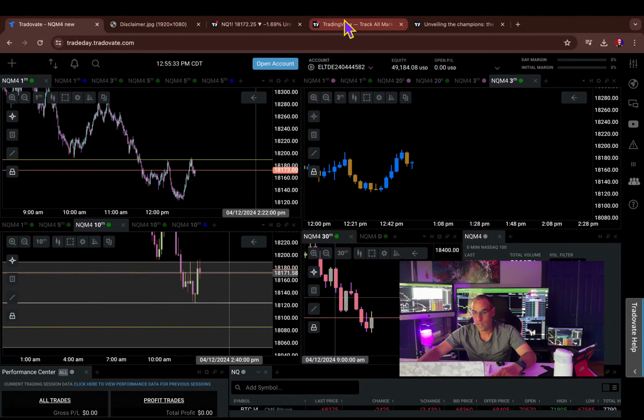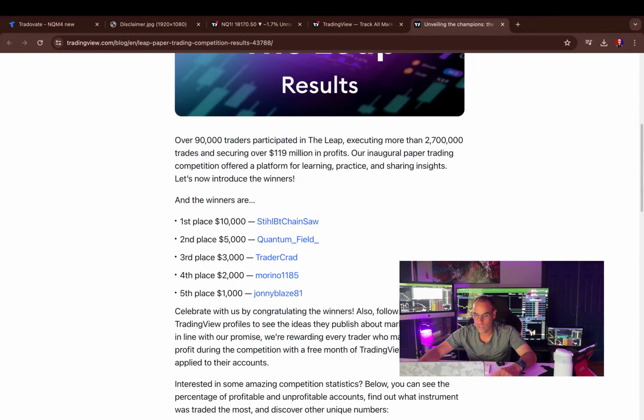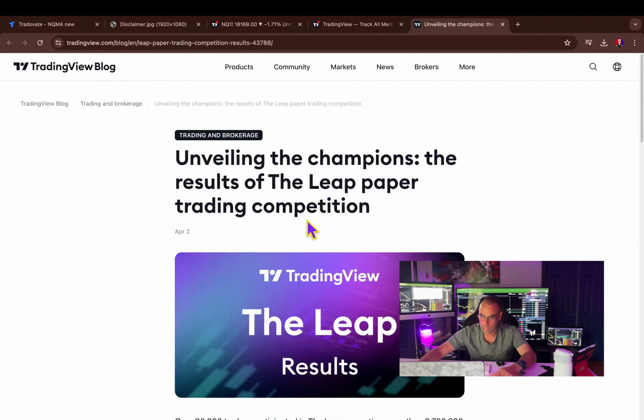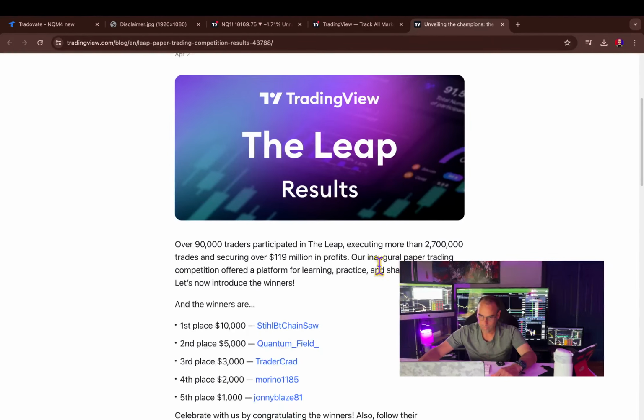So here's, I'm gonna keep on the charts. Well, actually, let's just show it. So these are the results for the Leap, that championship trading competition that TradingView has.